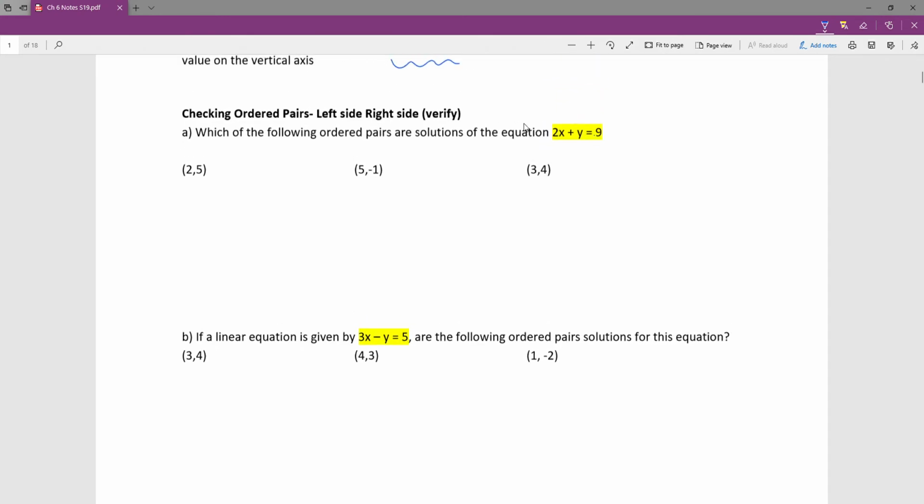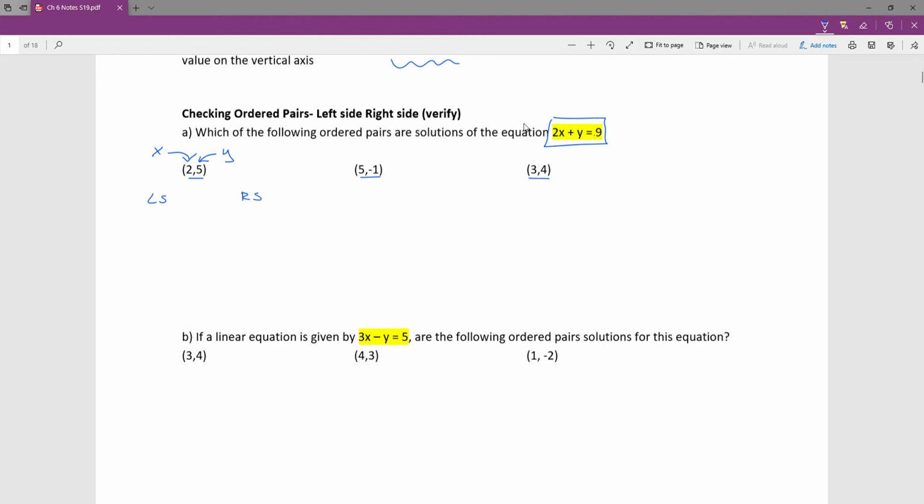The first thing we're going to do with the linear equations is we are given a linear equation and basically asked, hey, if there's an infinite number of solutions, what about these ones? Is this a solution? Or is this a solution? Or is this a solution? What we're meant to do here is say, well, as an ordered pair, that means that x equals 2 and y equals 5. So what we're going to do is verify or check.